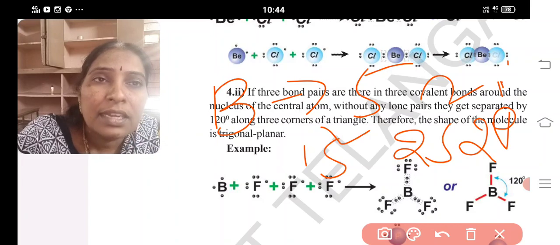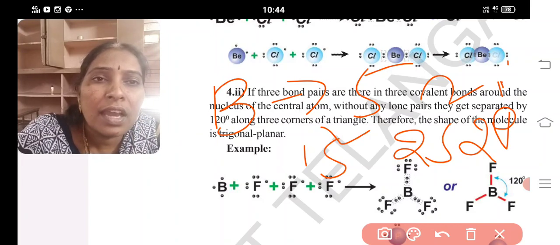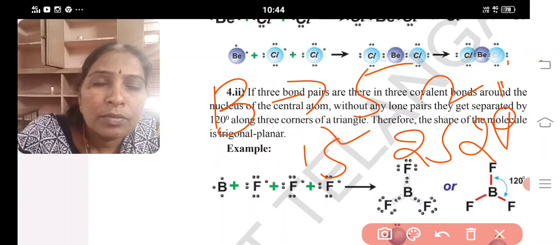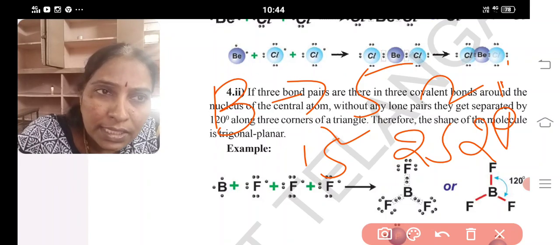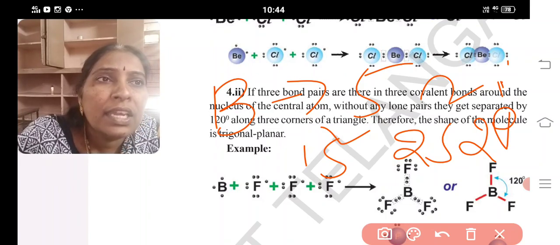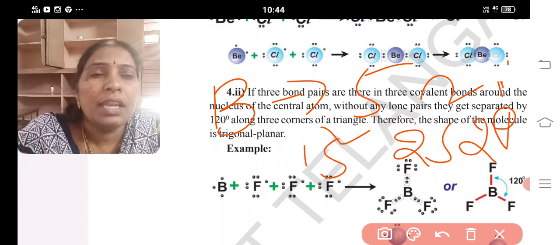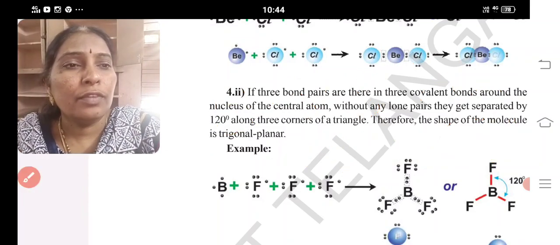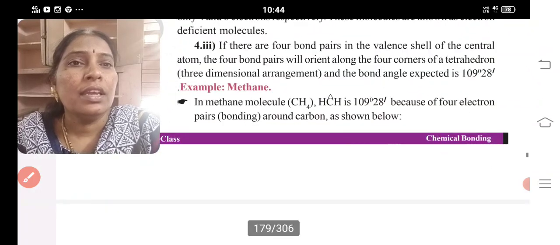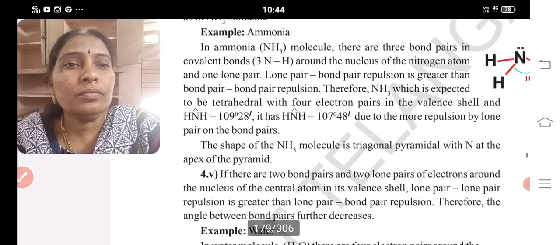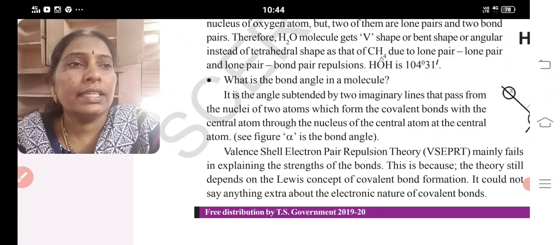If we check around the boron, how many are there? Already 3 are there. 3 fluorines are giving 3. Is it getting 8 or 6? Around boron it is getting only 6. So it is said to be an electron deficient molecule. Electron deficient molecules. Okay. Next, all these are the examples.